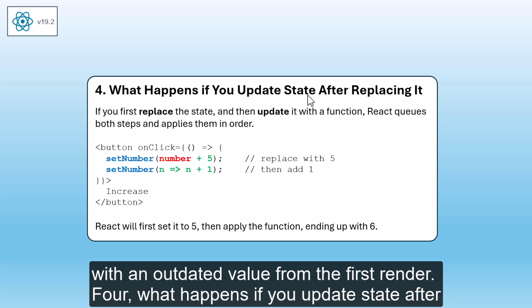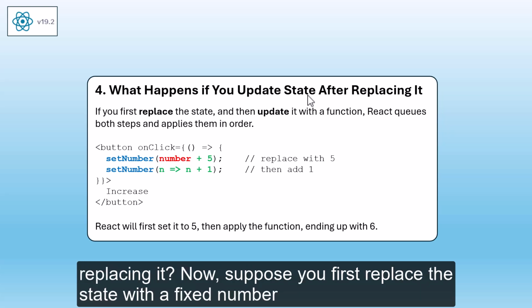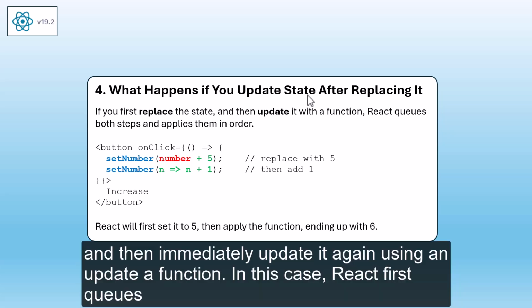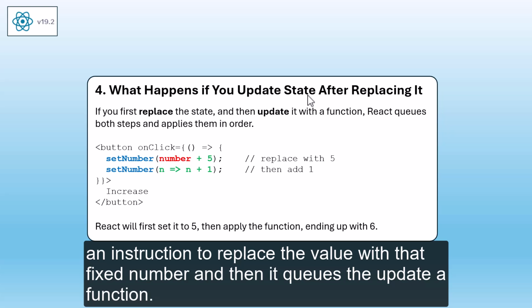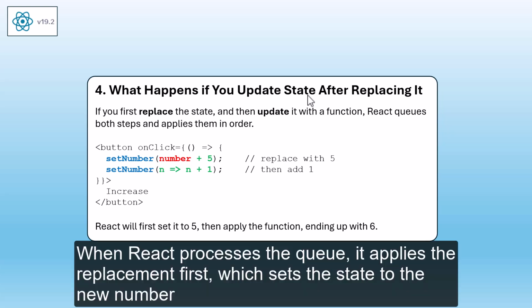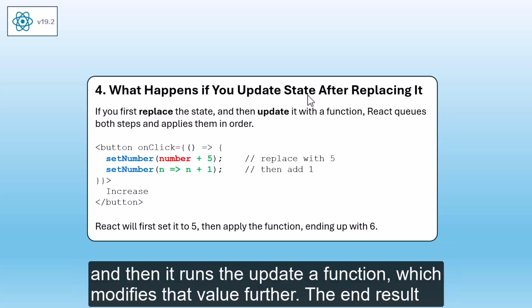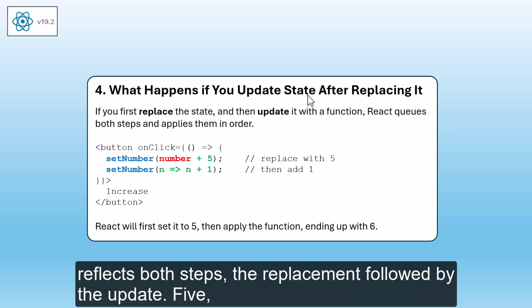4. What happens if you update state after replacing it? Now, suppose you first replace the state with a fixed number, and then immediately update it again using an updater function. In this case, React first queues an instruction to replace the value with that fixed number, and then it queues the updater function. When React processes the queue, it applies the replacement first, which sets the state to the new number, and then it runs the updater function, which modifies that value further. The end result reflects both steps, the replacement followed by the update.